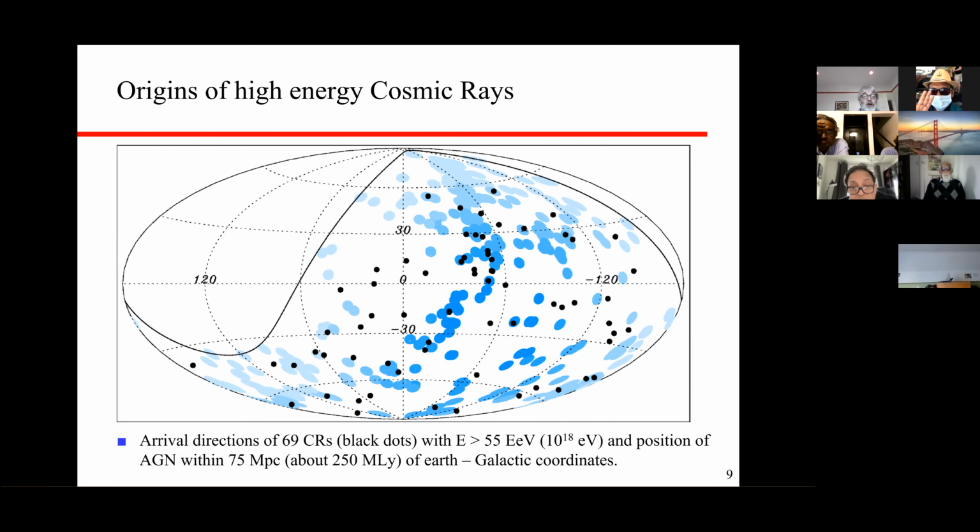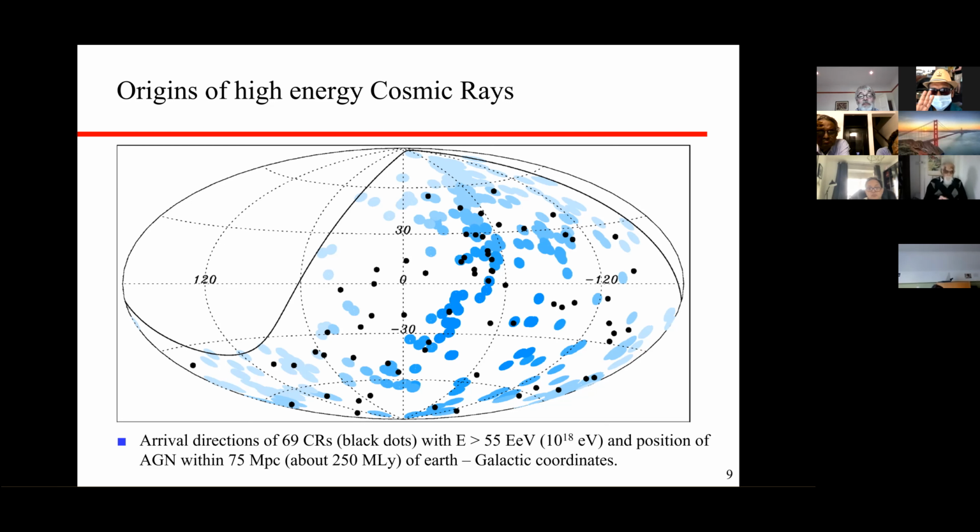So this picture shows an image of the galaxy, or rather the entire cosmos, in fact, in so-called galactic coordinates. So the galaxy is along this central axis here, and this would be looking towards the center of our galaxy. And the black dots show the positions of all the recorded extremely high energy cosmic rays. So these are all the cosmic rays with energy over 55 times 10 to the 18 electron volts.